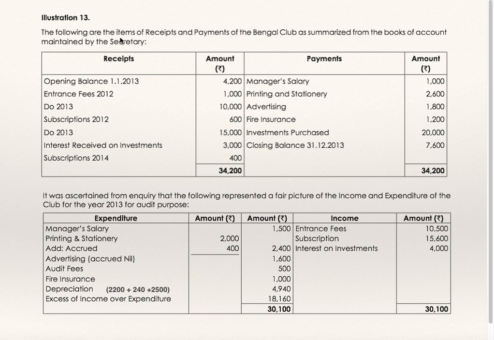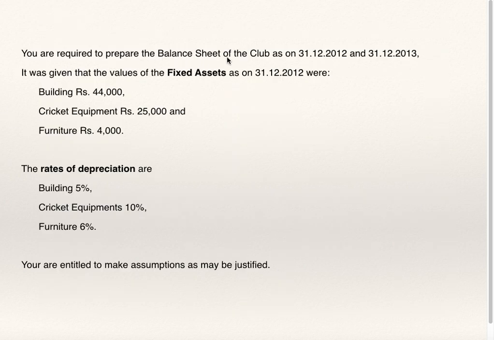Illustration 13. The following are the items of receipt and payment account of Bengal Club as summarized from the books of accounts maintained by the secretary. Receipt payment account is given. It was ascertained from inquiry that the following represented a fair picture of income expenditure account of the club for the year 2013 for audit purpose. So receipt payment account is given, income expenditure account is also given. You are required to prepare balance sheet of the club as on 31st December 12 and 31st December 13.